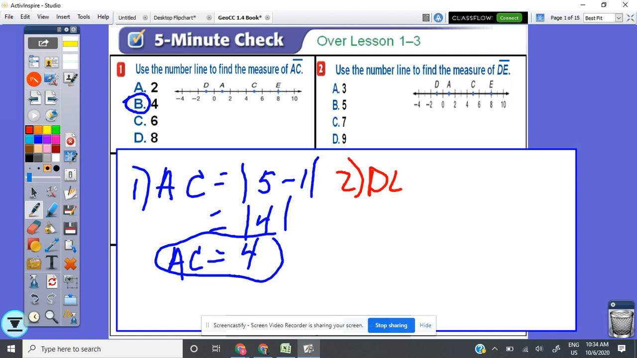Number 2, we're looking for DE. Since it's distance, I don't put the line segment over it. E is at 8 minus, from the formula, and then -1. Since there's two signs next to each other, I'm going to use parentheses.